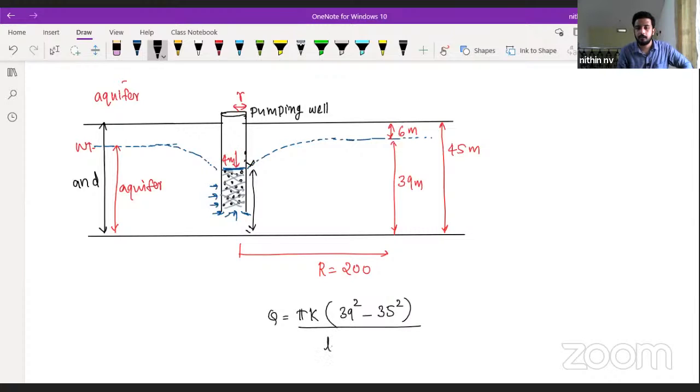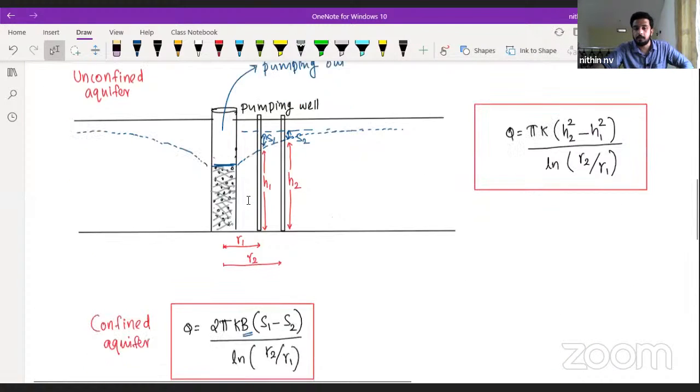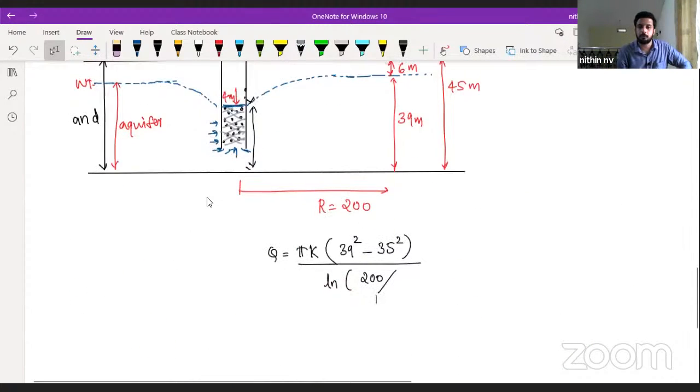Divided by natural logarithm. Radius of influence zone is given as 200 meter. What is the radius of the pumping well? How much is it? 80 centimeter. So since I have put 200 here, can I put 40 here? Okay. Any mistake? Is it correct?